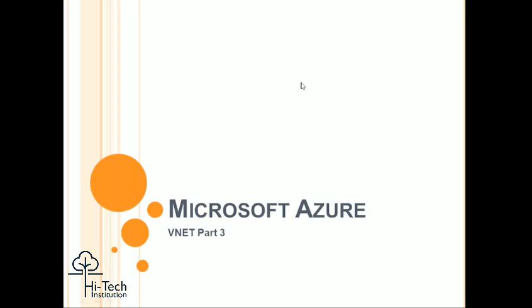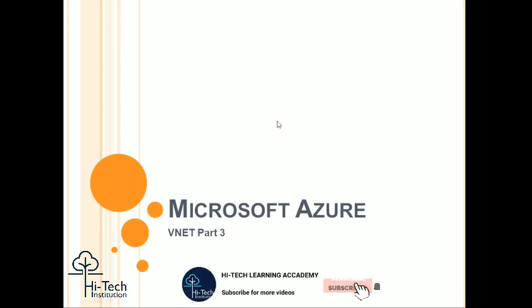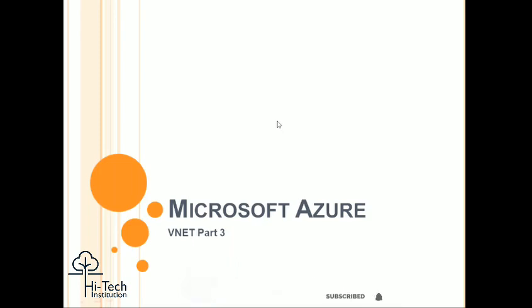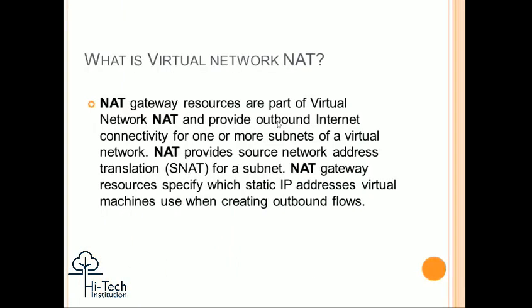You all know that we are doing the Azure YouTube series. So here, the last session we were on the topic of VNet peering, virtual network peering. As a continuation, we are going to see something called the NAT gateway. This is a virtual network NAT gateway we are going to see here.